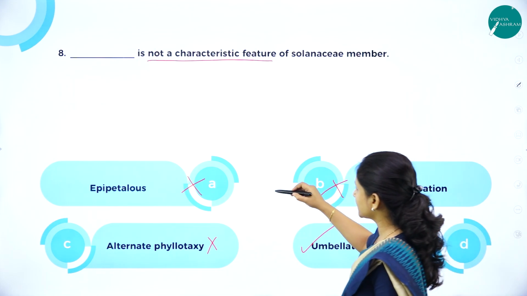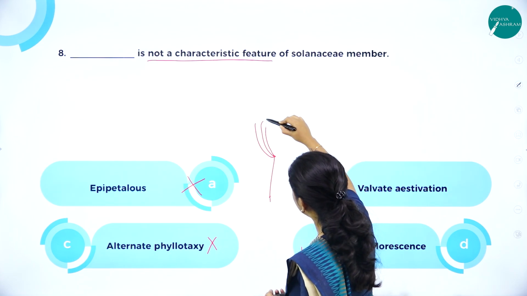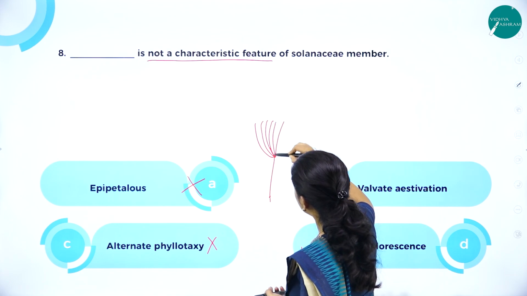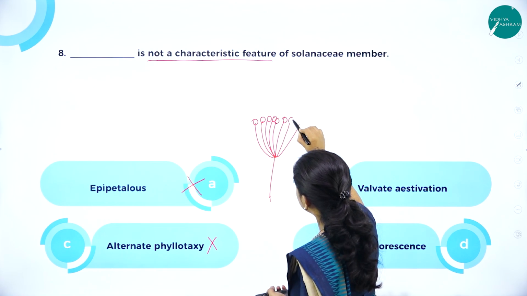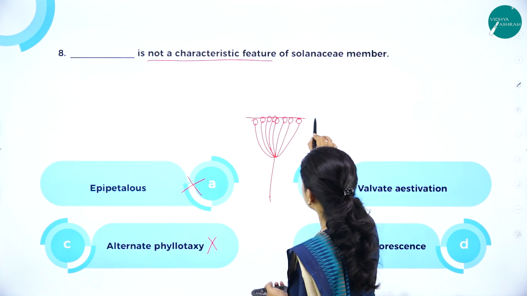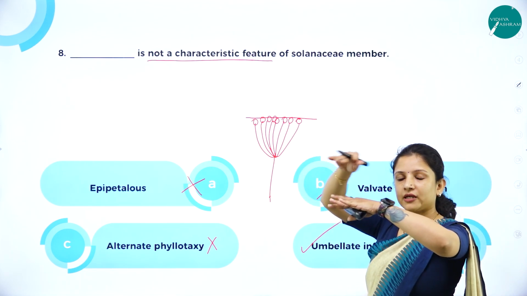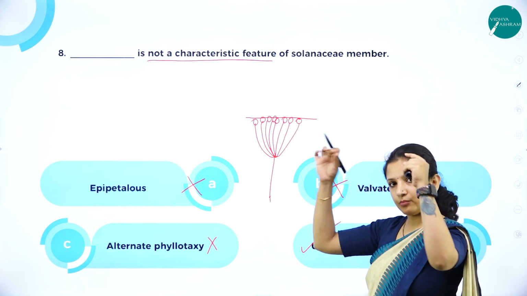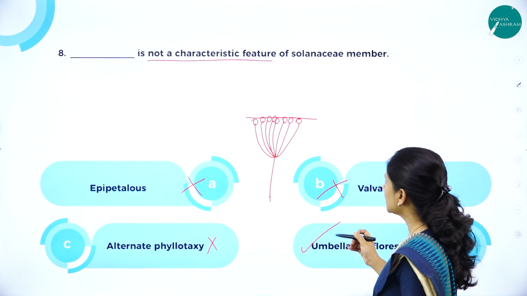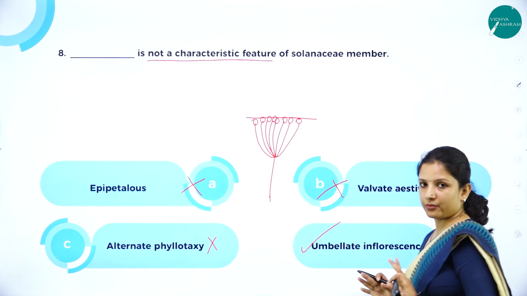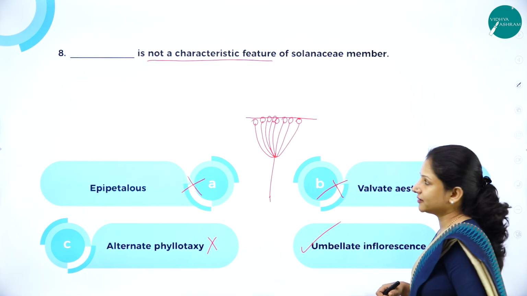Now, what is umbellate? I'll just tell you. We have the floral axis, and from one point, all the flowers arise in one plane itself, like this. Have you seen the touch-me-not flower? That shows umbellate. All of them are arranged in one line, but they have different lengths of pedicel or stalk of the flower. So, that is umbellate. Solanaceae members do not show umbellate inflorescence. They have cymose inflorescence. Therefore, option D is the right answer here.